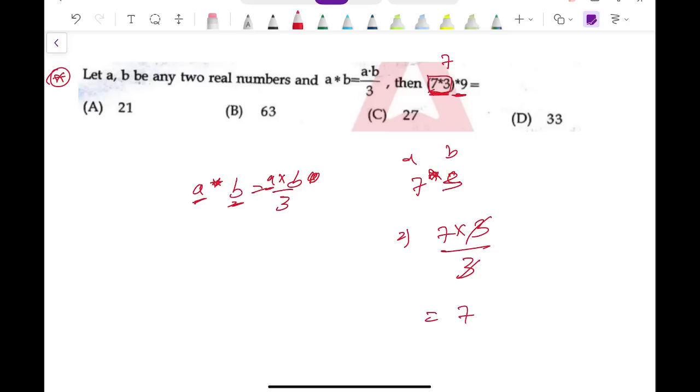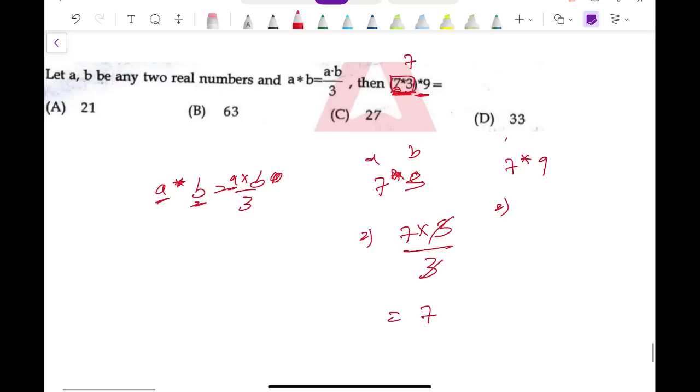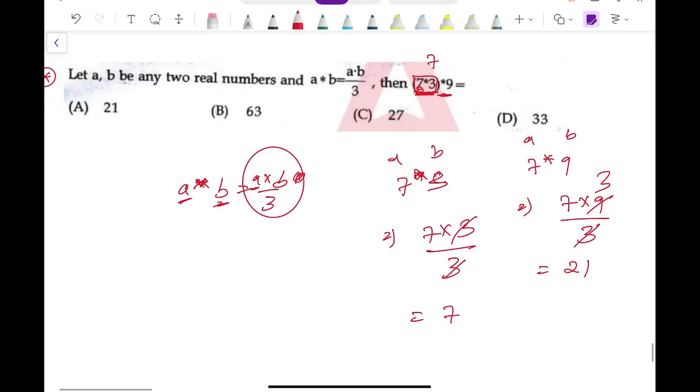Now 7 star 9, because the answer of 7 star 3 is nothing but 7. So now 7 star 9. So 7 is a now, this is b now. Which means 7 into 9 divided by 3, because the symbolic operation is a into b divided by 3 if there is a star there. So 3 3s are 9. 7 into 3 is 21. So the answer here is 21. This was asked in NBSA.